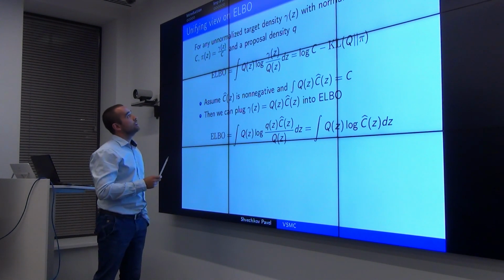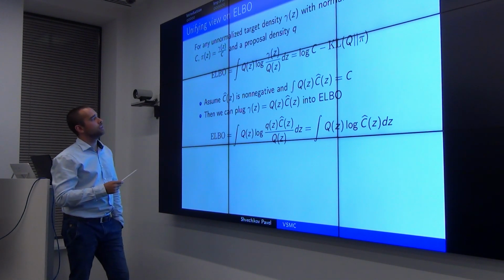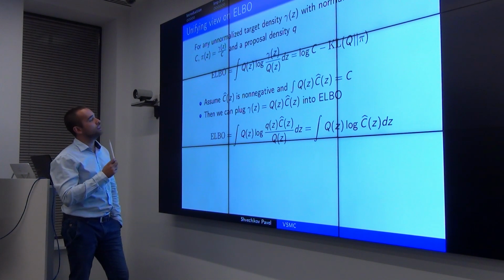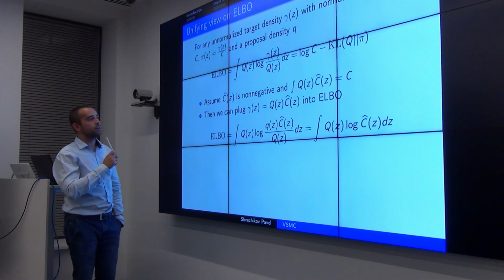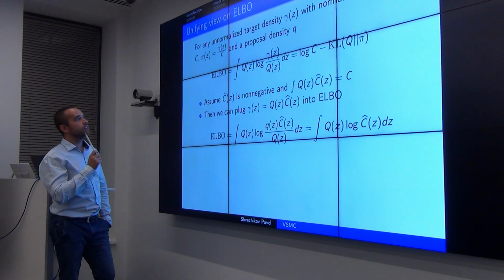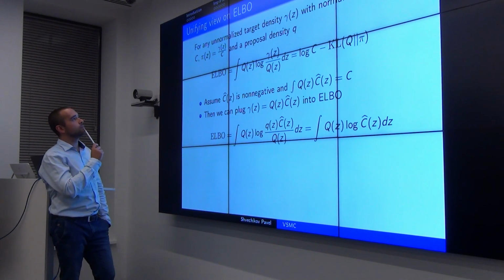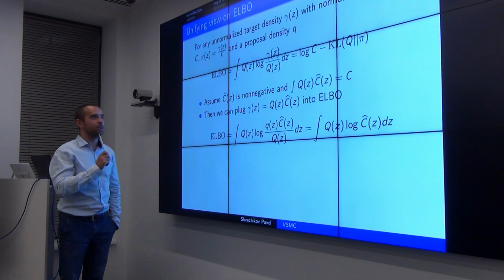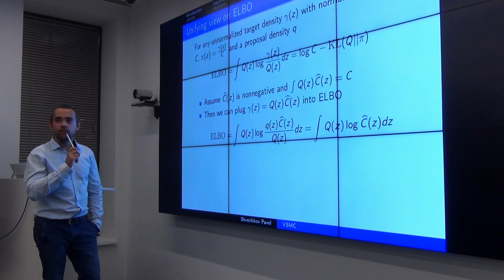Can we just define C hat as gamma divided by Q? Yes, we can, but then we need to prove that C hat is an unbiased estimate. Because there are too many restrictions, one should be a consequence of the other assumptions. But it's not that hard to prove what you said.